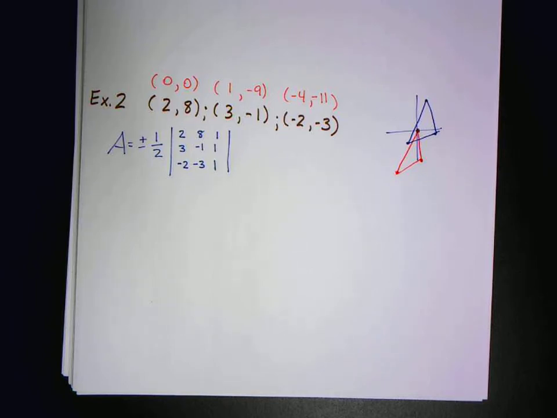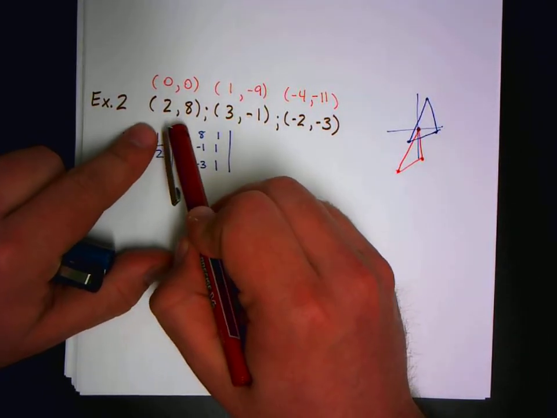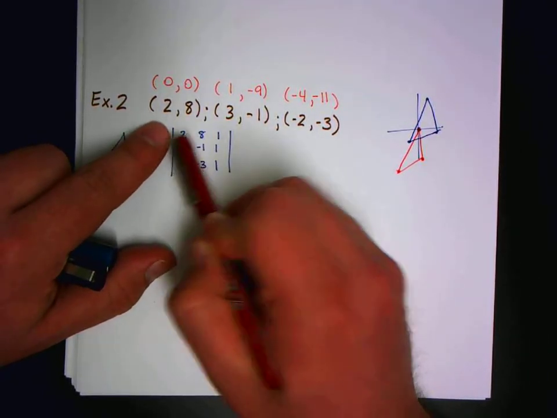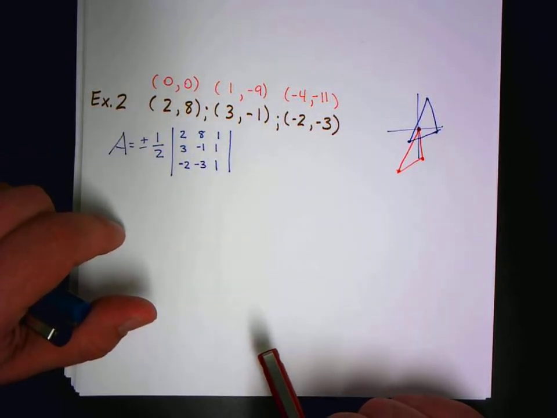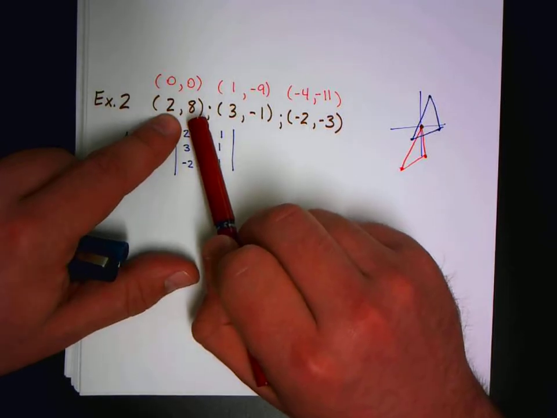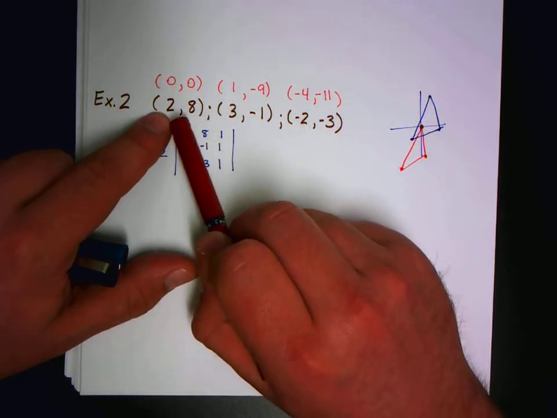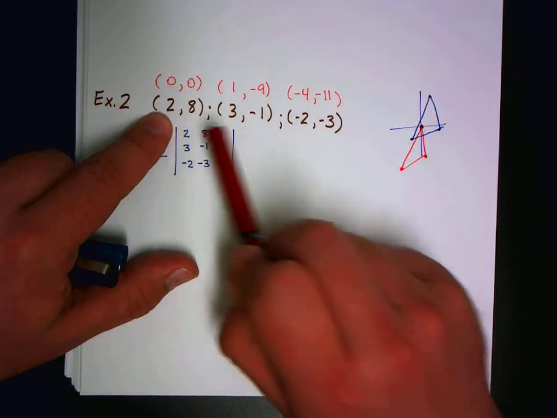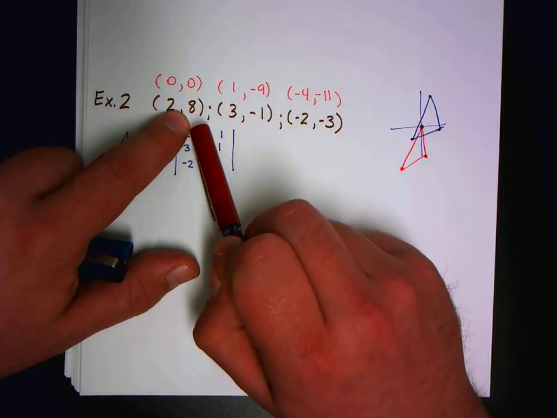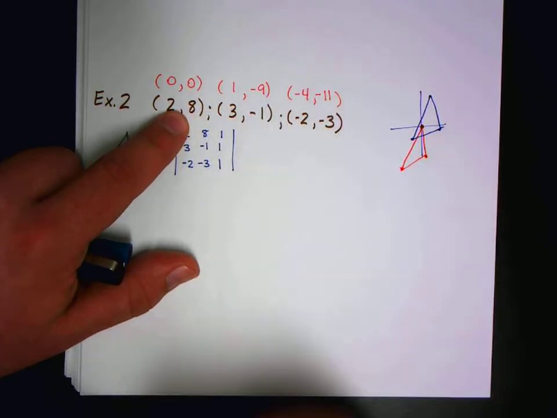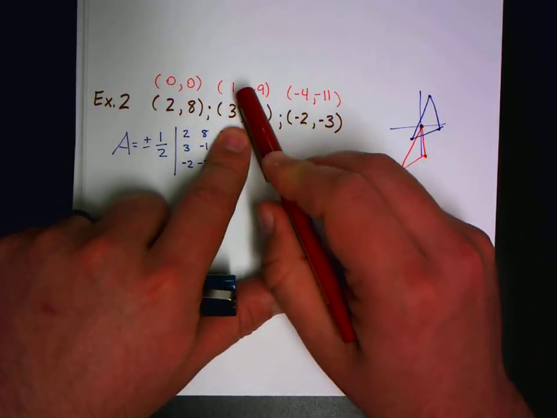So, how did you translate it? Whenever you translate, you literally just subtract or add numbers to move them to wherever you want them to be. I chose this order pair to move to 0, 0. So to move 2 to 0, I subtract 2, so I subtract 2 from all the x's. To move 8 to 0, I subtract 8, so I subtract 8 from all the y's. If I would have wanted to move this one to 0, 0, I would have subtracted 3 and added 1.